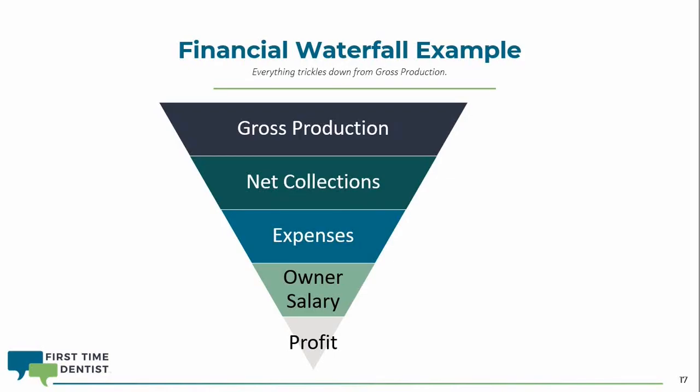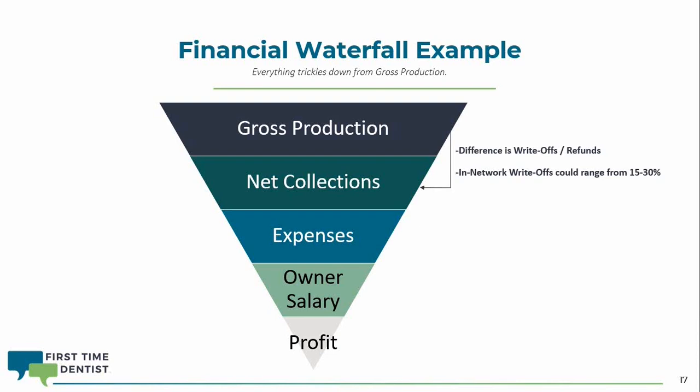You can basically list out the key components that take you from your gross production, i.e. your billing, all the way down to your profit. So you're starting top of the funnel with gross production. This is how much work you're doing and billing out. The difference between that and your net collections ends up being your write-offs.